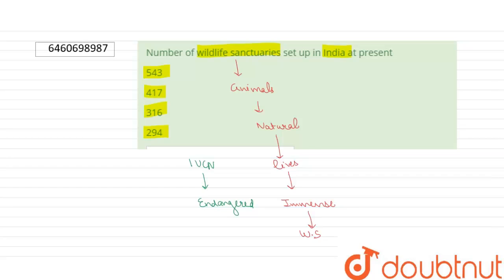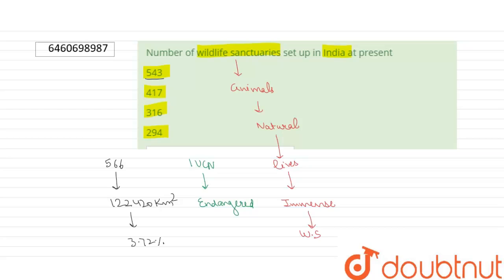Okay, so according to the latest report of the Wildlife Institute of India, there are 566 existing wildlife sanctuaries in India, covering an area of 1,22,420 square kilometers, which is about 3.72% of the geographical area of the country.